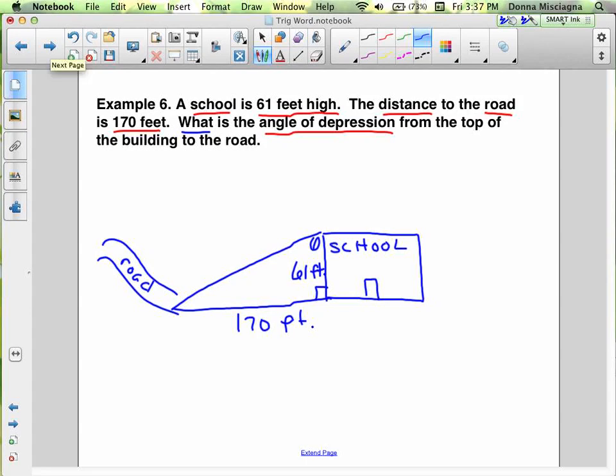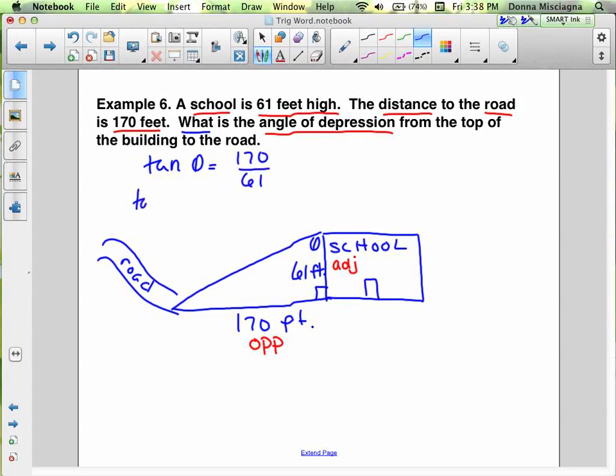So from our angle, we need to label our sides. Across from that theta, that variable, we have the opposite side. And next to that angle, we have the adjacent side. So opposite and adjacent, I must have been on a tangent kick because this is another tangent problem. So we have tangent theta. The only thing different is this time we're solving for the angle. So tangent theta equals opposite, which is 170, divided by the adjacent, which is 61.